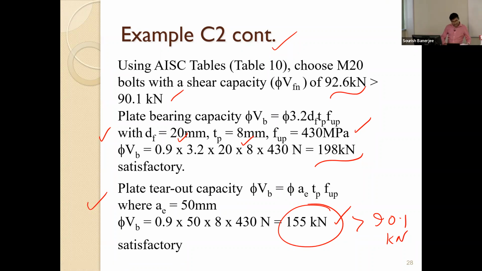So it is worth reading section 9.3.1 because it talks about this bolt group subjected to in-plane loading and these assumptions. And then we will be looking into out-of-plane loading.